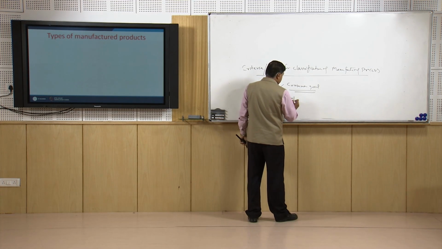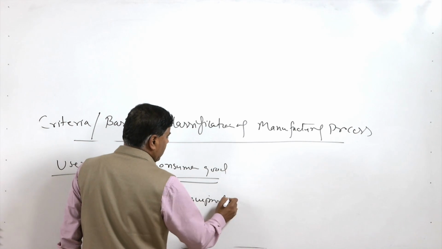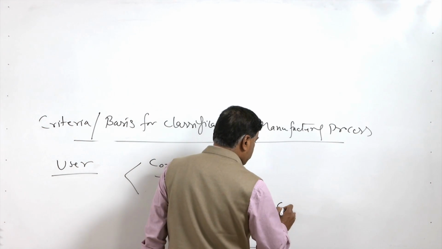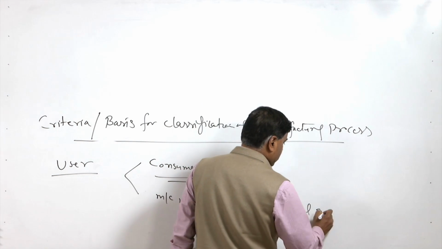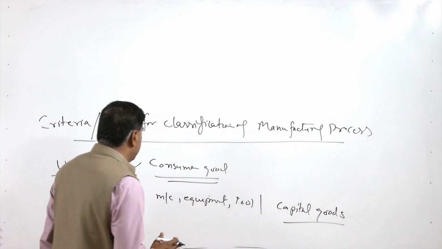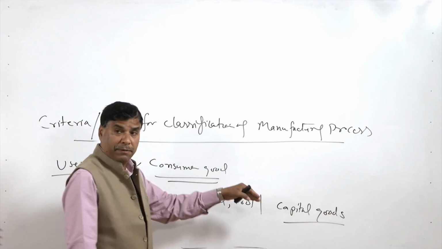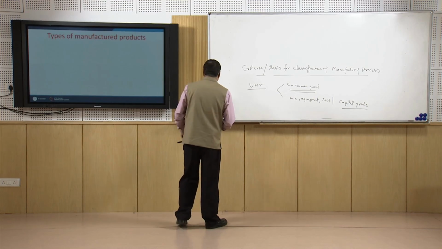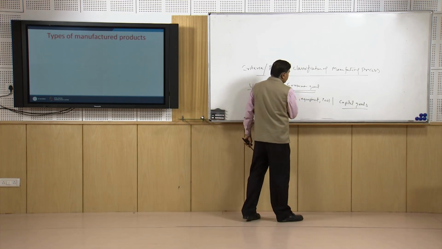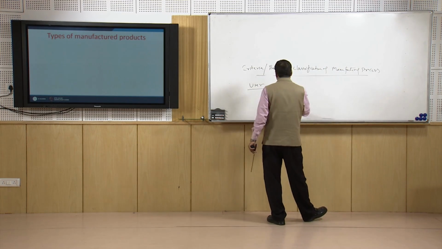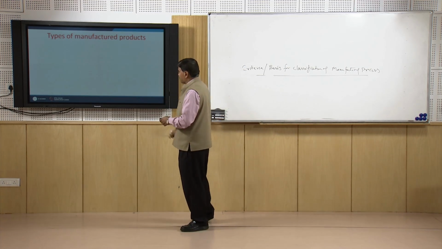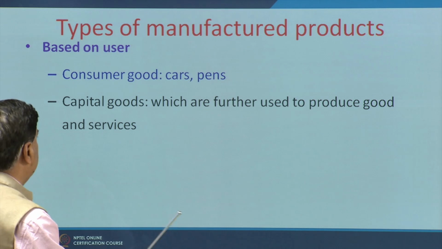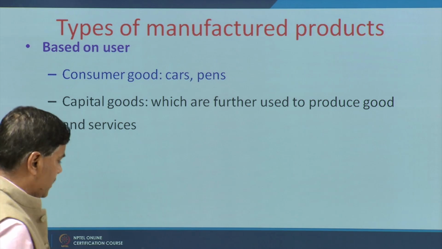The products or the machines, equipments, tools which are used for making the consumer goods are called capital goods. This is another grouping of the manufacturing process, the consumer goods industry or the capital goods industry. Those which are making the machines and equipments to be used for further manufacturing of the consumer goods are termed as the capital goods industry, and the industry which makes the products for use by the public falls under consumer goods. So, based on the user we can put things like cars, pens, motorcycles, etc. under consumer goods, and the capital goods which are further used to produce the consumer goods and the services.